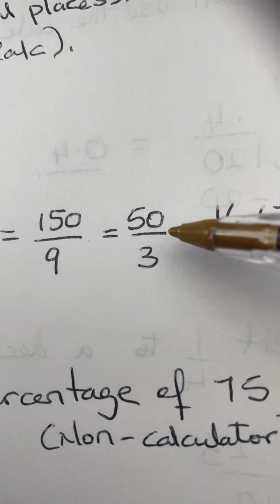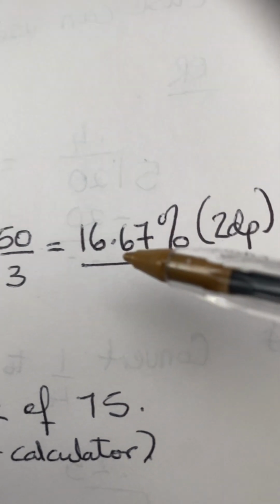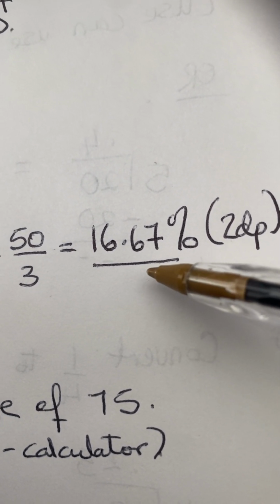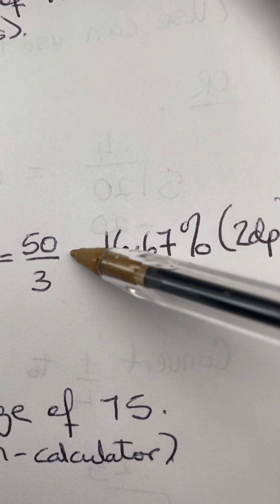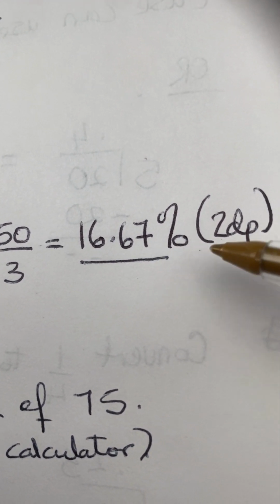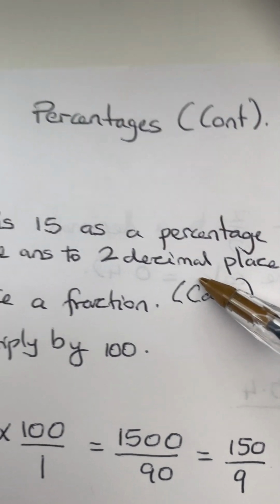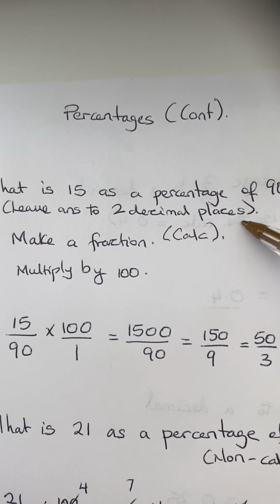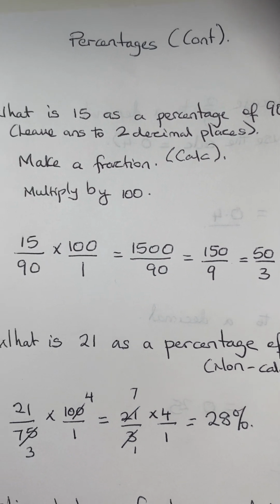So now we have 50 over 3, and then you use your calculator. If you put 50 over 3 into a calculator, you are going to get 16.67% to 2 decimal places, because the question says leave your answer to 2 decimal places. So that is the first example I have for you.